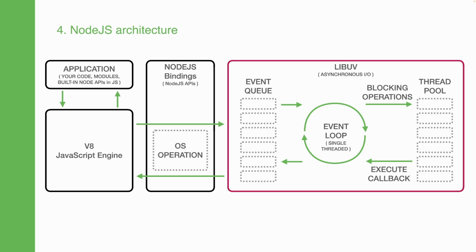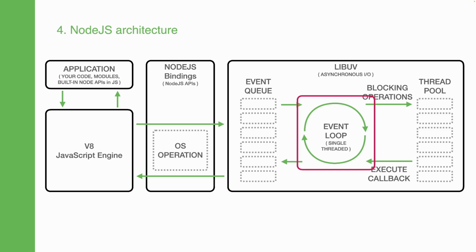Node uses libuv, a multi-platform library that provides asynchronous I/O and other features to Node.js, enabling it to handle multiple connections and tasks simultaneously. Libuv is of course written in C. Event loop is a part of libuv.